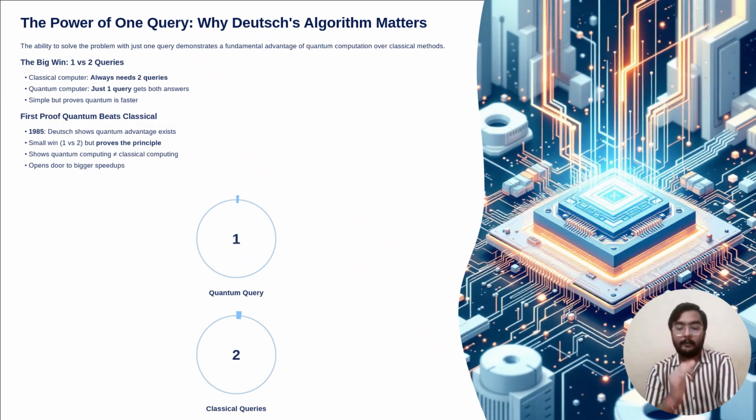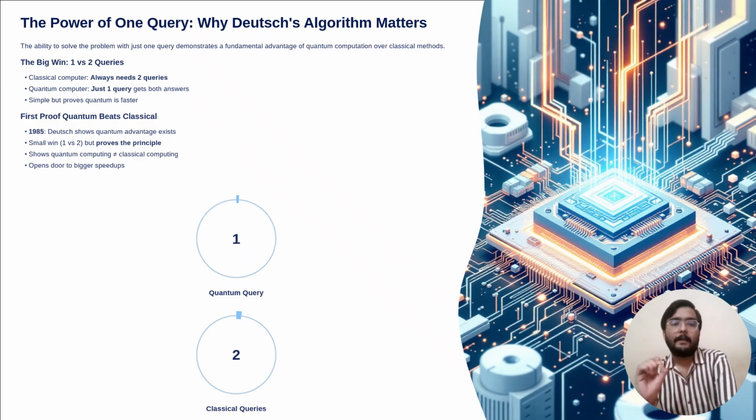specific task, in terms of query complexity. The idea later grew into more powerful algorithms like Deutsch-Jozsa, Shor and Grover, but it all started from the simple one query success. The big win: one versus two queries. A classical computer always needs two queries; a quantum computer with just one query gets both answers. Simple, but it proves quantum is faster.